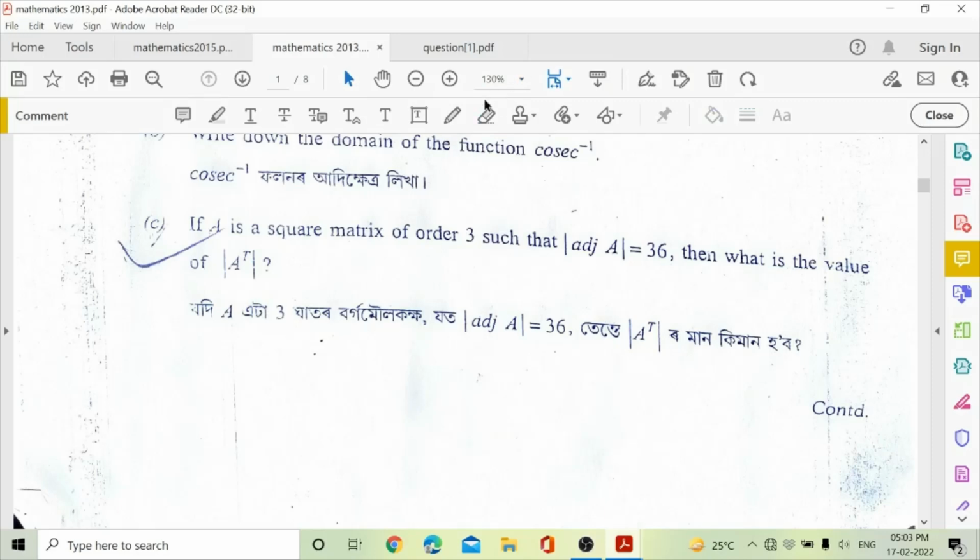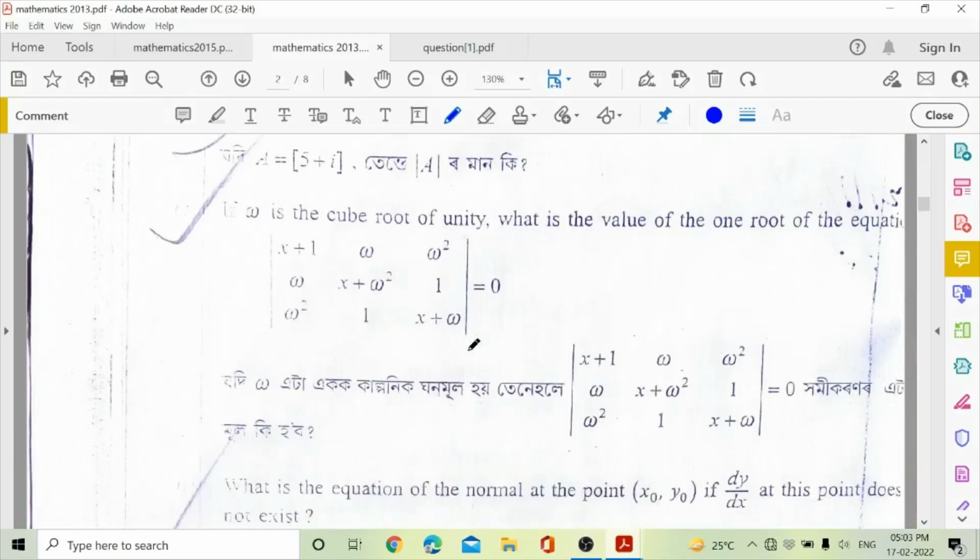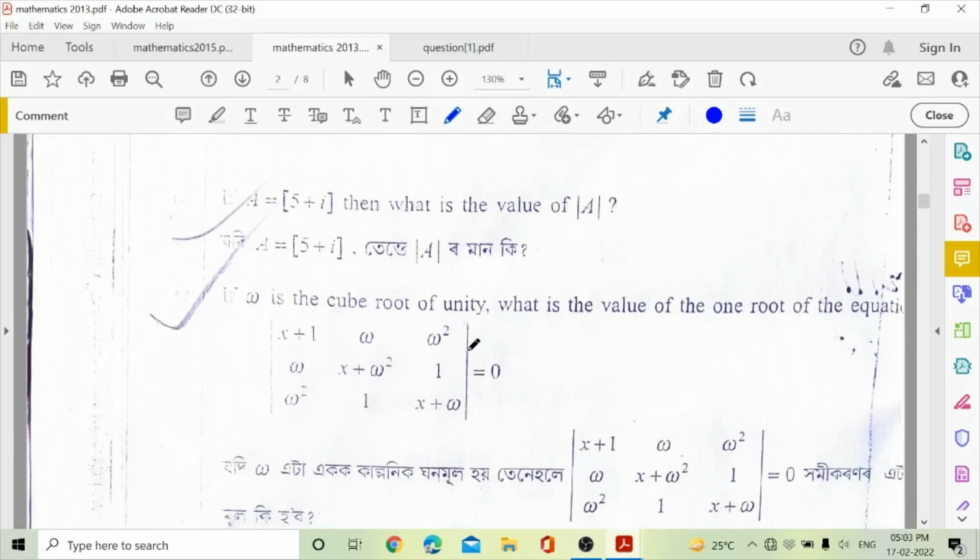So generally, what is the answer we have got here? The answer is plus minus 6. Okay, so next question. See, next question is very simple.